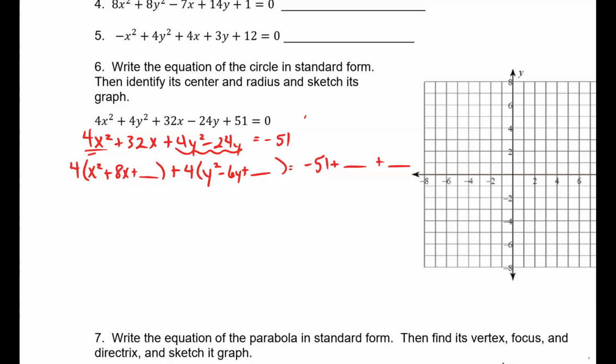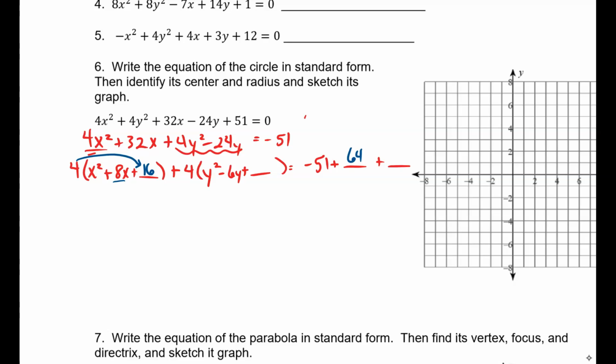All right, so now we complete the squares. We take 8 divided by 2, which is 4, we square it, and we get 16. However, what we add to the other side, you have to remember, we have to multiply by the number out in front of the parentheses. So 4 times 16 is going to be 64.